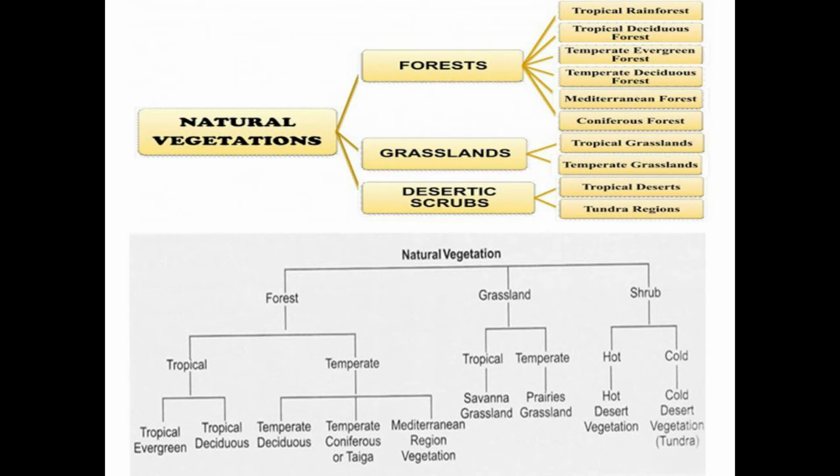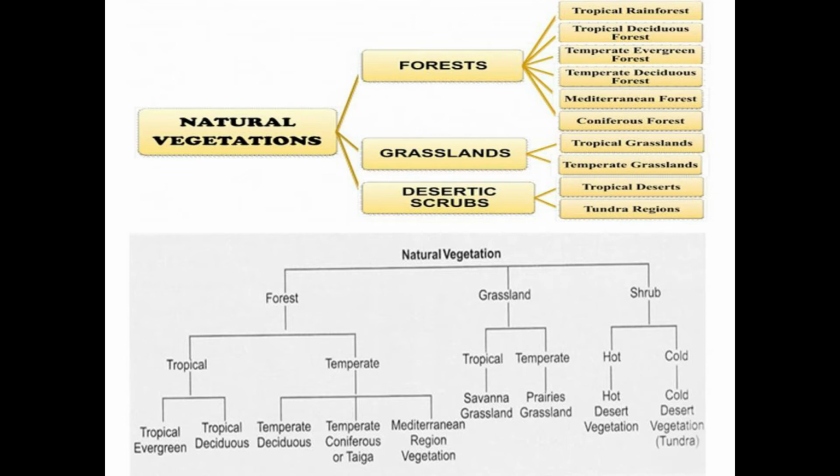Third type of natural vegetation is desertic scrubs. Desertic scrubs are further divided into two parts. One is the hot desert vegetation, the other one is the cold desert vegetation. Hot desert vegetation is present in the regions of dry areas of low rainfall. The areas are dry and have thorny shrubs and scrubs. These plants have deep roots and leaves have thorny and waxy surfaces to reduce loss of moisture by transpiration.